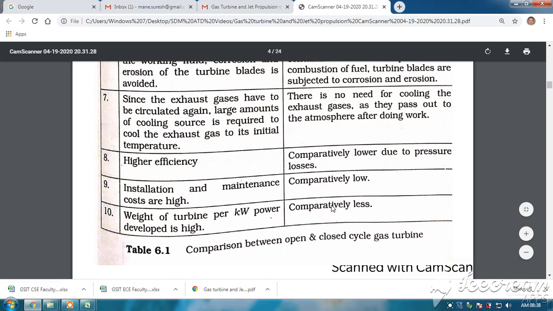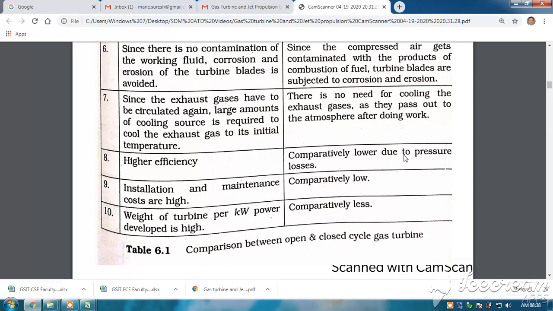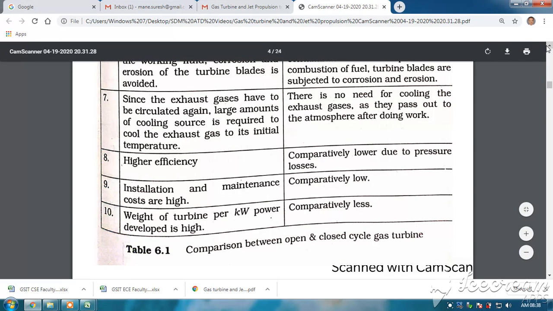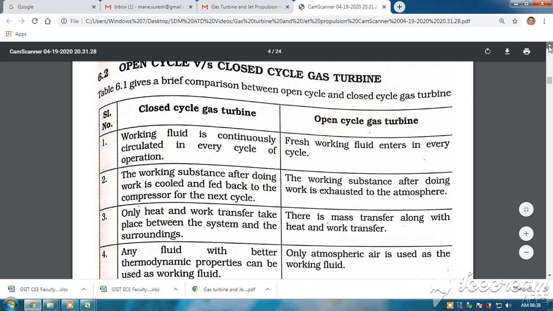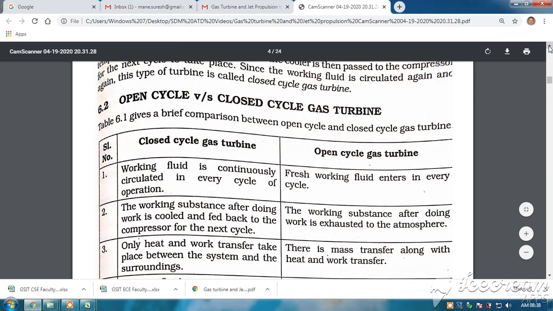In open cycle, it is comparatively less. But what we see in aeroplanes and power generation, it is almost all open cycle only, which is used for power generation as well as for aircraft. Okay, thank you.